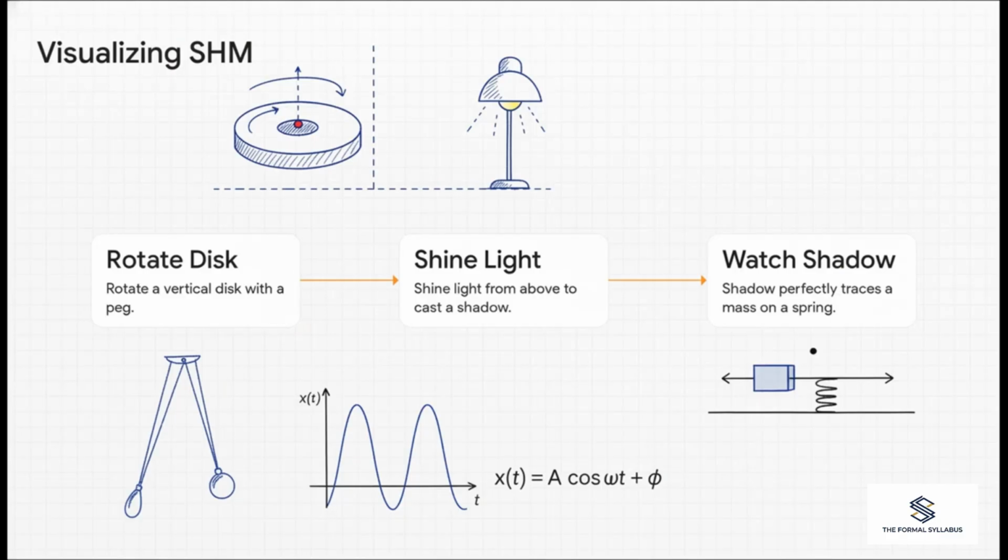To truly visualize this, I want you to imagine a vertical disc rotating at a perfectly constant speed, and it's got a small peg stuck on the edge. Now shine a light straight down from above to cast a shadow of that peg onto the floor. If you ignore the disc and just watch that shadow moving back and forth, it perfectly traces the exact motion of a mass bouncing on a spring. It's amazing. The two-dimensional circular motion flawlessly projects into a one-dimensional simple harmonic oscillation.